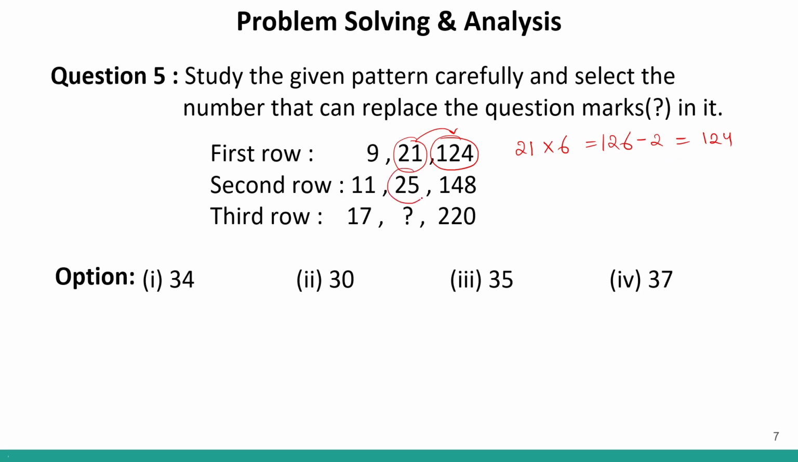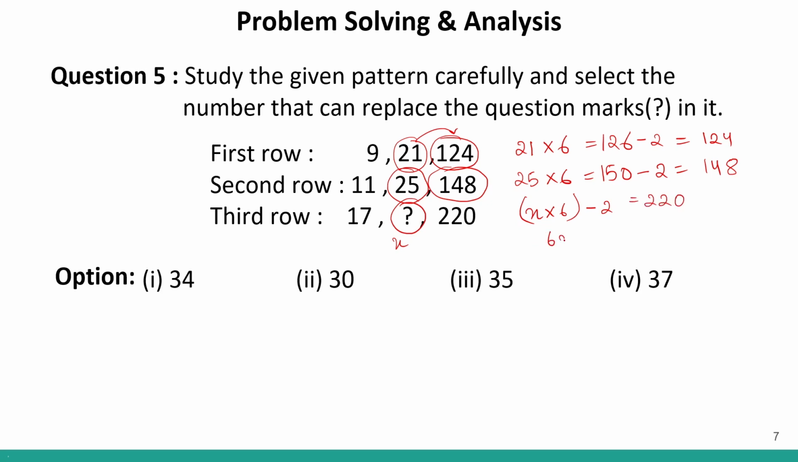Similarly, when I look at this number, 25 and 148. When I multiply 25 by 6, that is 150, and then I subtract 2, I get 148. Correct? So now here we should get a number. Let us say it is x. So x into 6 and subtraction of 2 should give me 220.